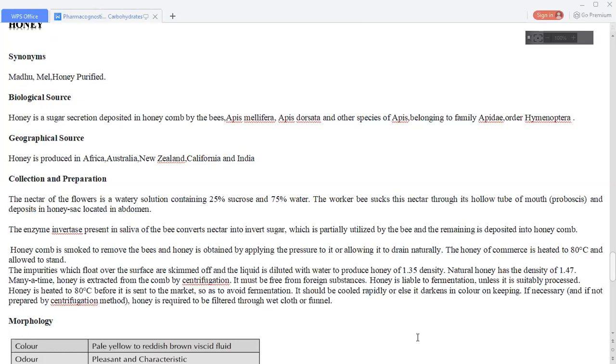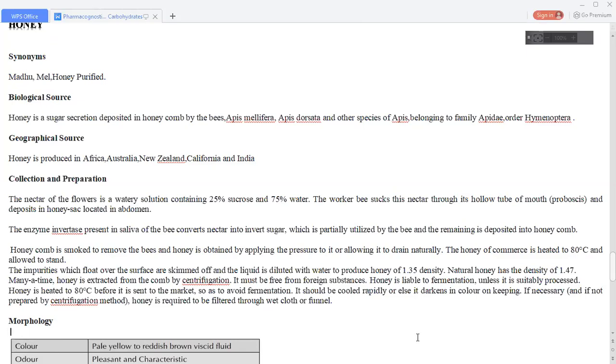So the worker bee, after sucking the nectar by using its proboscis, deposits the nectar in the honey sac, which is present in the abdomen. Next, the enzyme invertase present in the saliva of the bee converts nectar into invert sugar. This takes place in the saliva itself. The invertase is produced from the saliva, and it converts the nectar into invert sugar, which is partially utilized by the bee, and the remaining is deposited into the honeycomb.